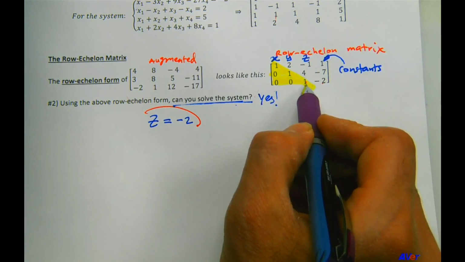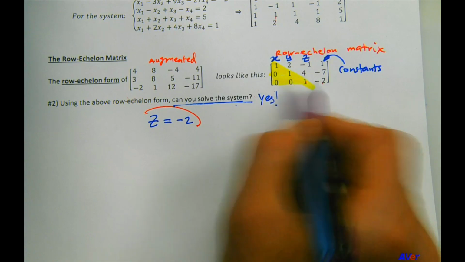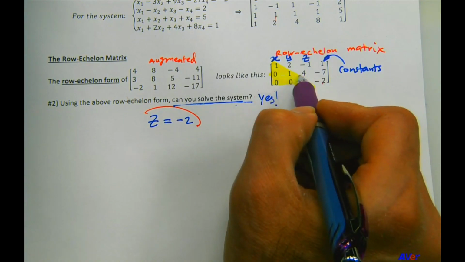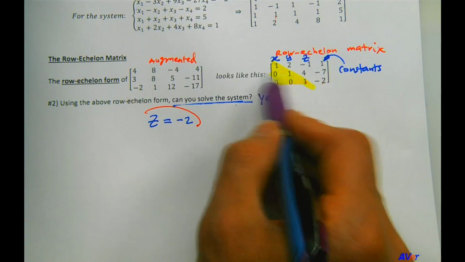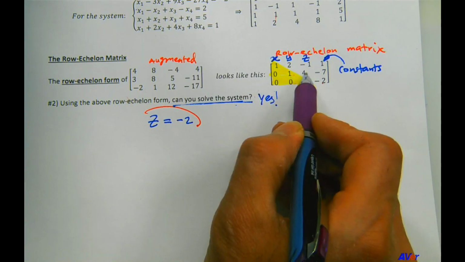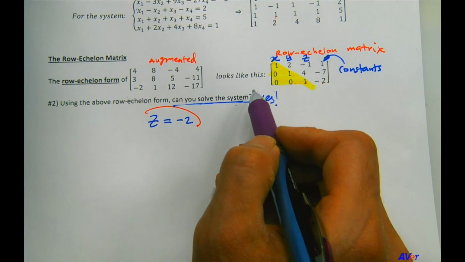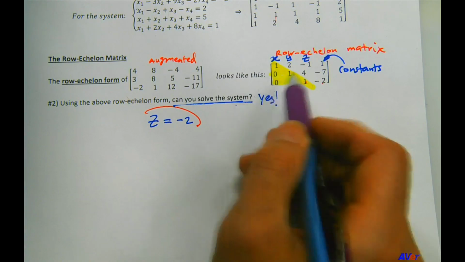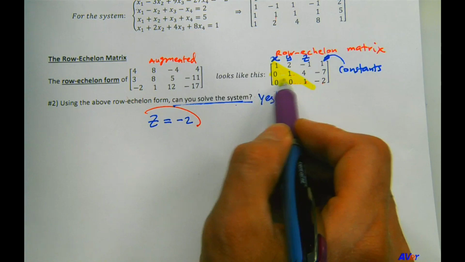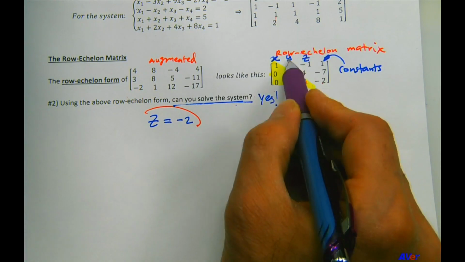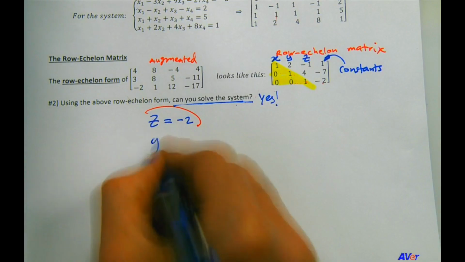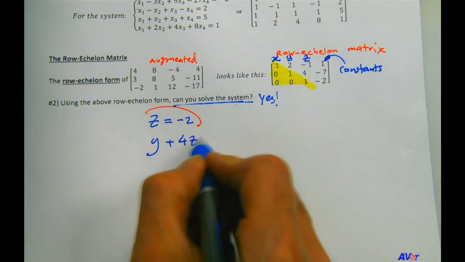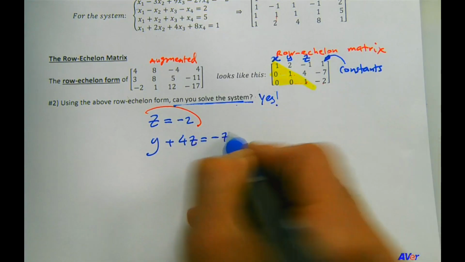We're moving from bottom up, right? So we did that. We used the third equation. We got that. Now let's move up to the second equation, and we're going to use this row, these numbers, to write down the original equation in the system with the variables attached. Well, 0 times x is 0, so there's not going to be any x in this next equation. 1 times y, there's going to be a y, right? 1 times y is y, plus 4 times z equals negative 7. Okay?